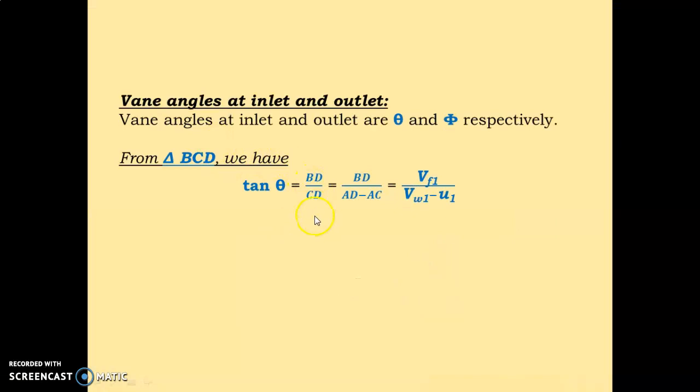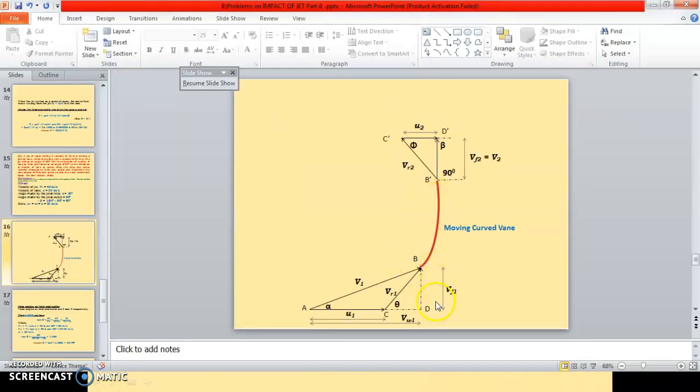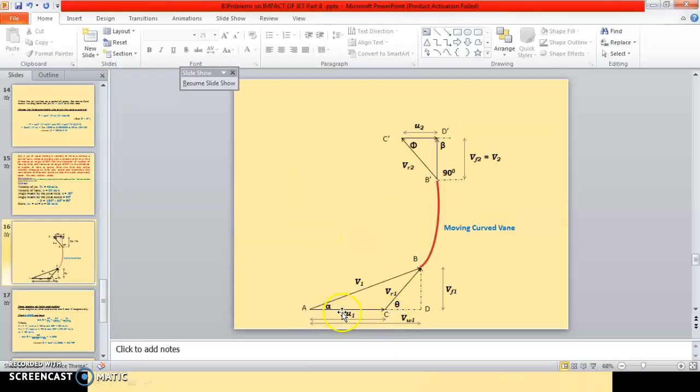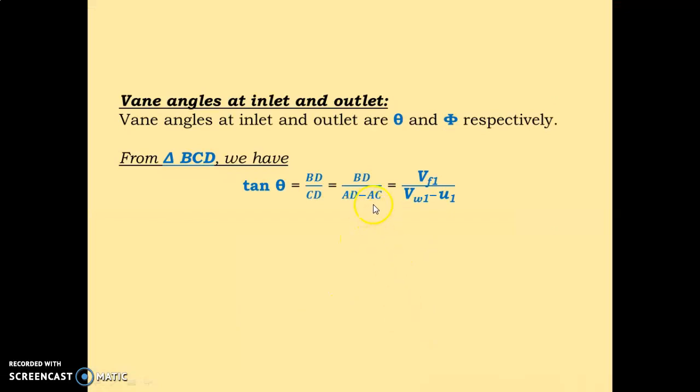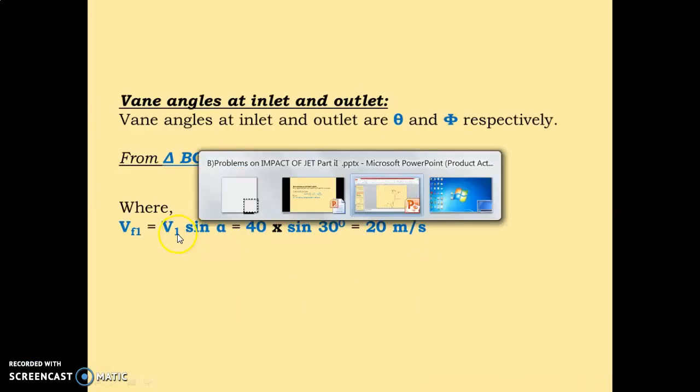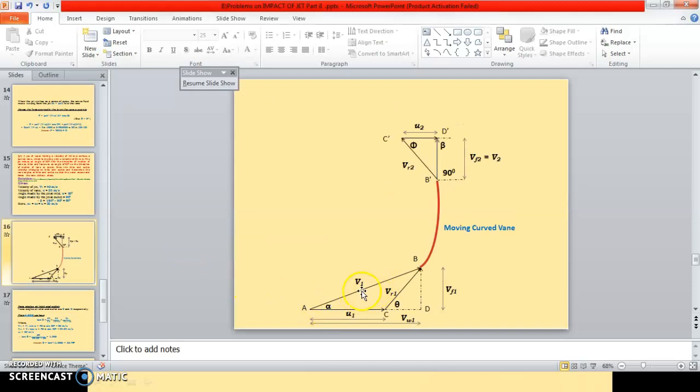So BD upon CD, where CD is AD minus AC. BD represents velocity of flow at inlet, AD is velocity of whirl, and AC is velocity of plate. Now here velocity of flow will be equal to the sine component of absolute velocity. This is absolute velocity V1, its value is given. So what is VF1?